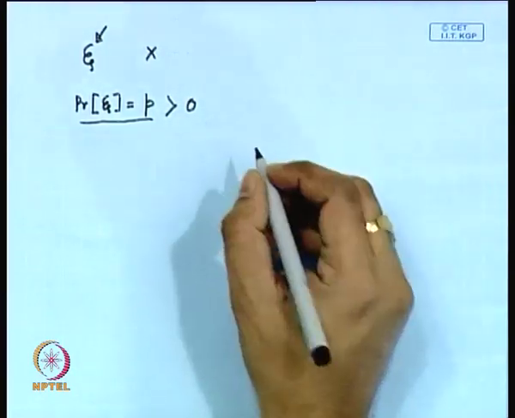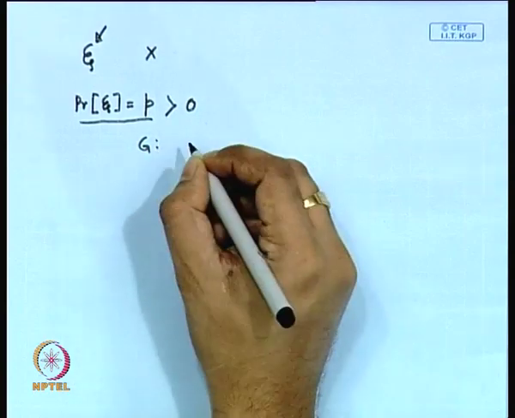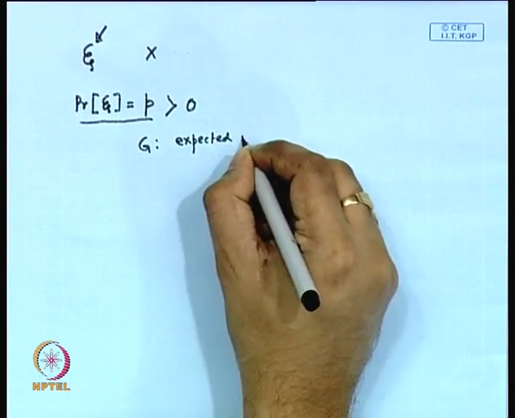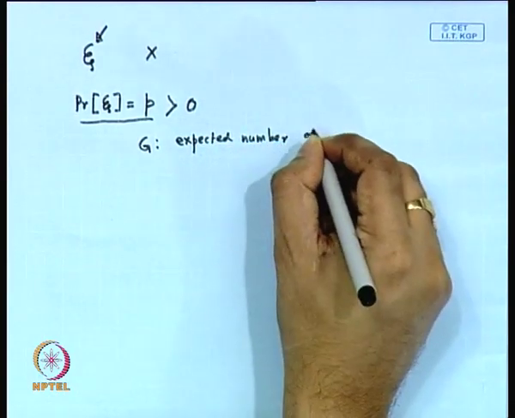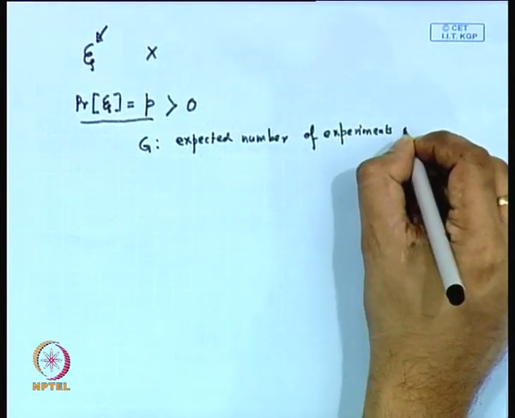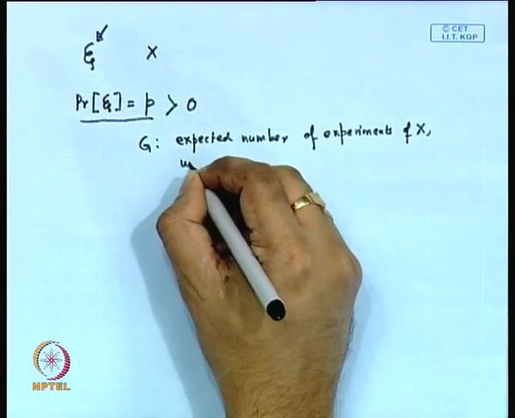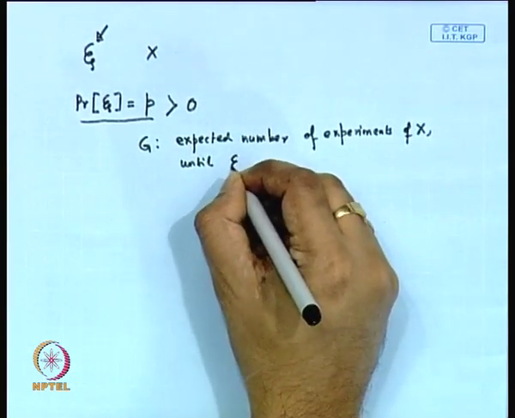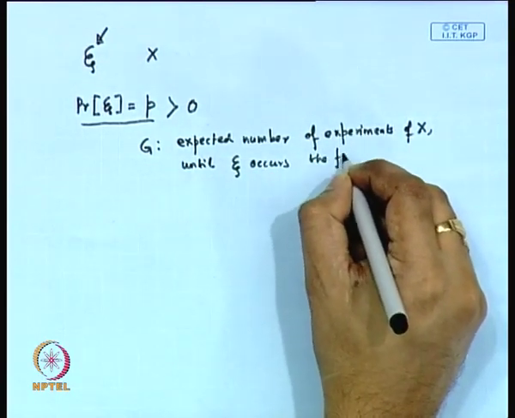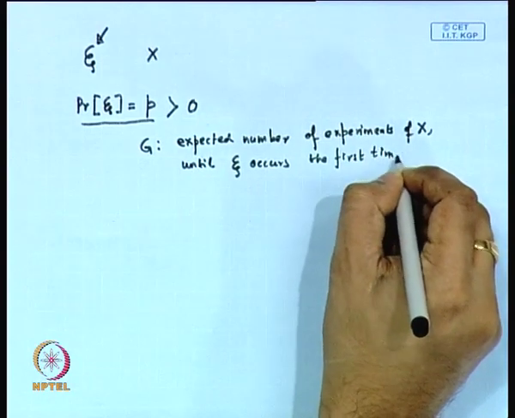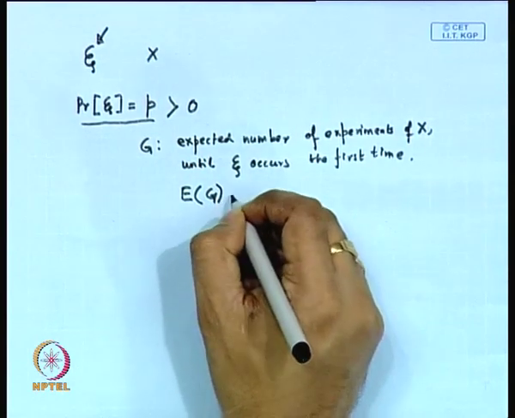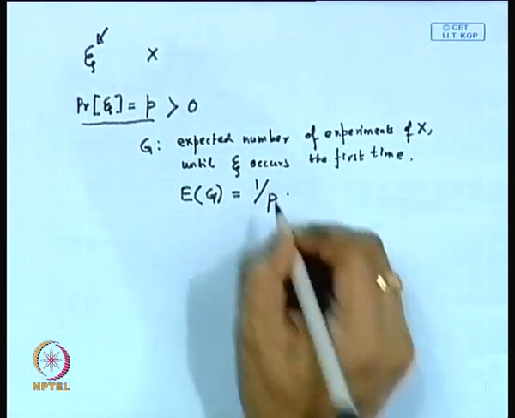What we say is that if g is the random variable, it is the expected number of experiments of X until epsilon occurs the first time. And we will try to develop a proof that this expectation E[g] is actually given by the reciprocal of p.